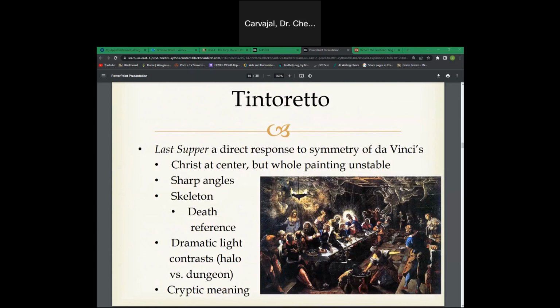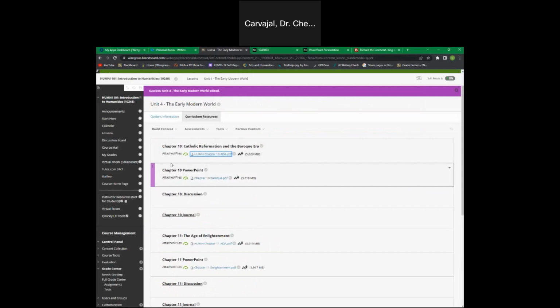Now let's look at another example. Let me go ahead and bring up the Last Supper, because I think it's important.